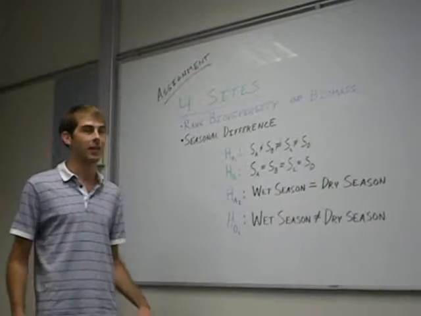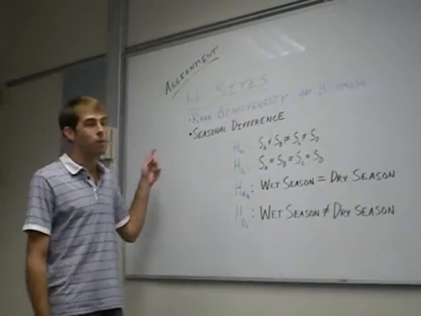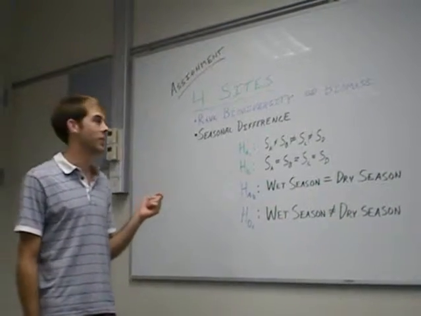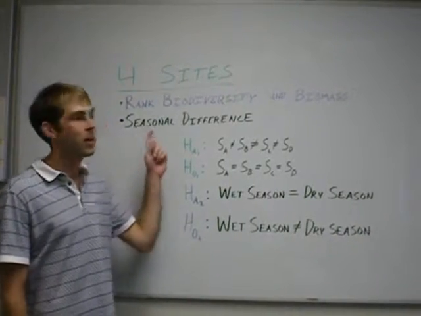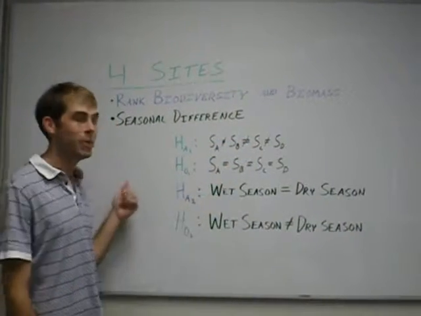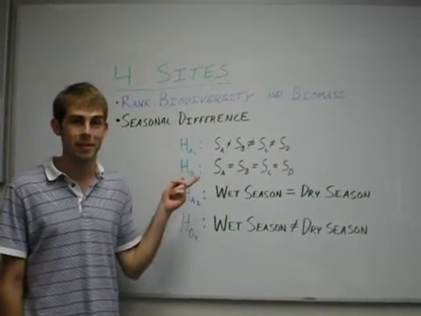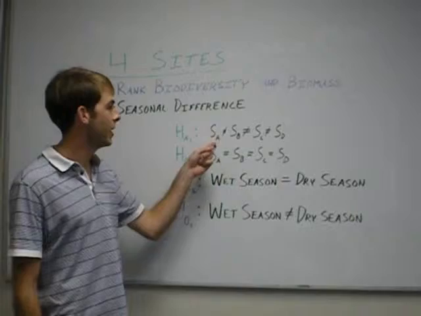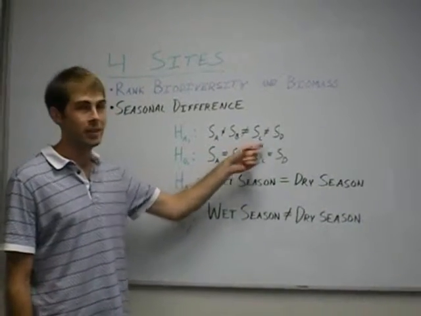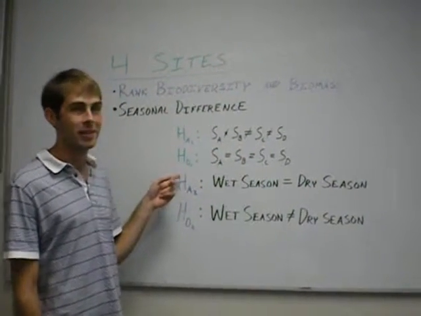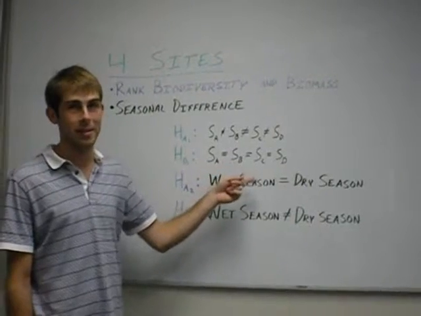Government has given us the task of identifying and ranking 4 sites of special scientific interest. We need to examine the biodiversity and biomass of each site, and we need to look at how they differ seasonally. So our hypothesis is that each site is in fact different than the other sites. Our null hypothesis is that the sites are in fact the same.